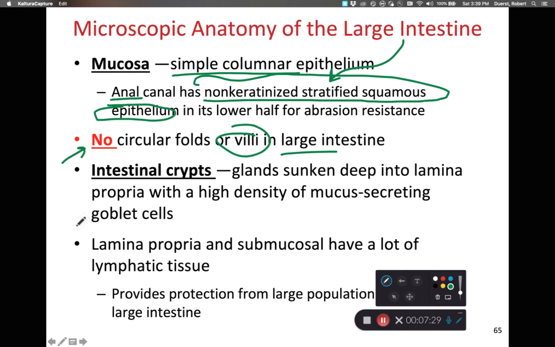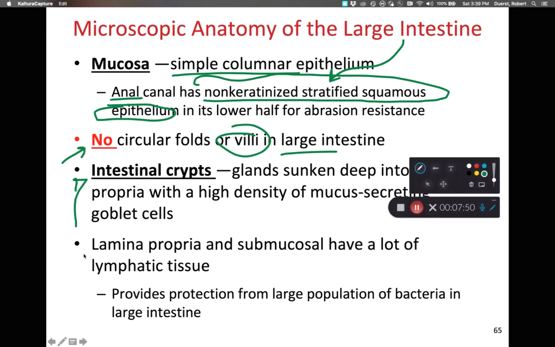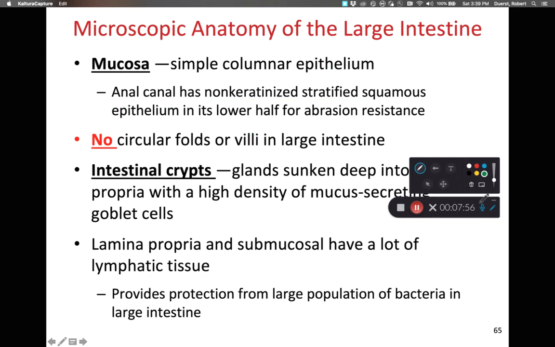We also have some blind pockets referred to as intestinal crypts. These are pockets with lots of glandular secretions sunk deep down into the connective tissue of the large intestine, the lamina propria, and they have a high concentration of mucus-secreting goblet cells and lymphatic cells. And those lymphatic cells within the lymphatic tissue help protect us from the incredibly large population of bacteria within our colon.